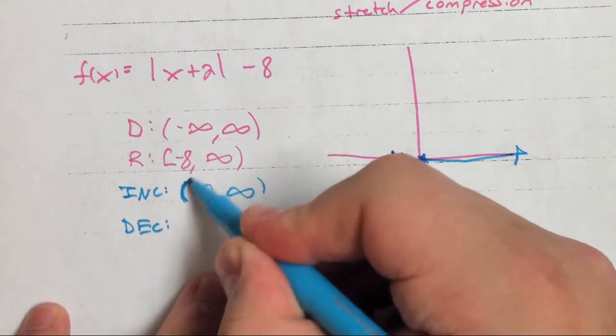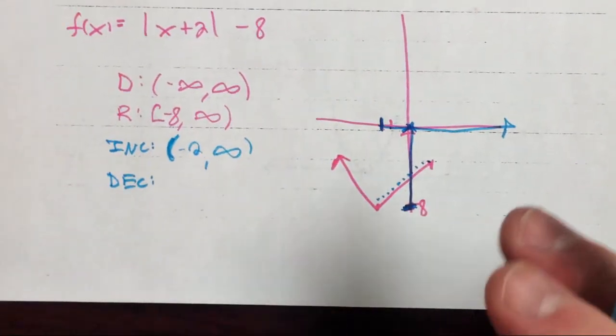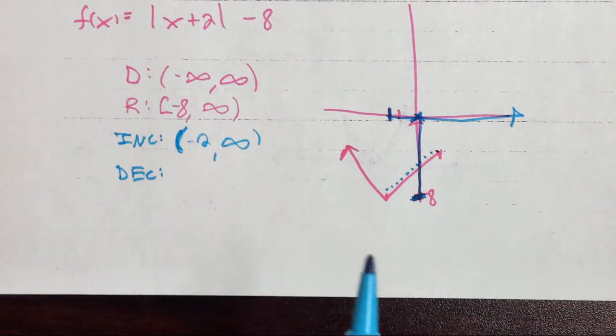No, you don't put a bracket. It's parentheses. Did I put a bracket on those? No. With increasing and decreasing, you can never put a bracket anywhere. It will never have a bracket.